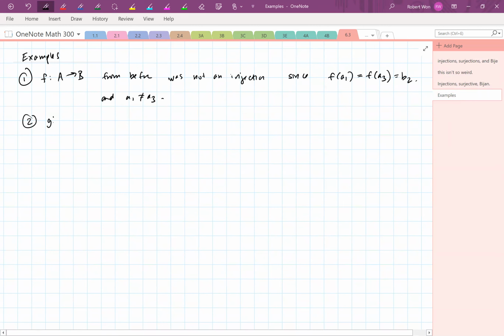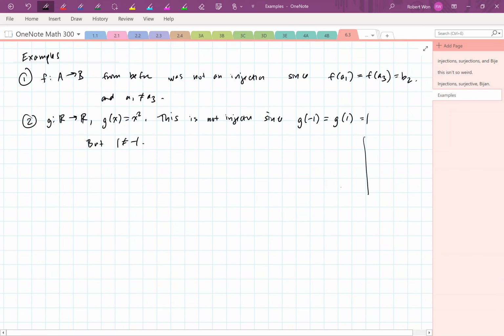Okay, now let's consider the function, my favorite function, g of x equals x squared. Is this function injective? Well, no, it is not injective. Why? Because this function does sometimes map two different things to the same thing. g of -1 equals g of 1. Those are both 1, but 1 does not equal -1. So we took two different inputs and got the same output.